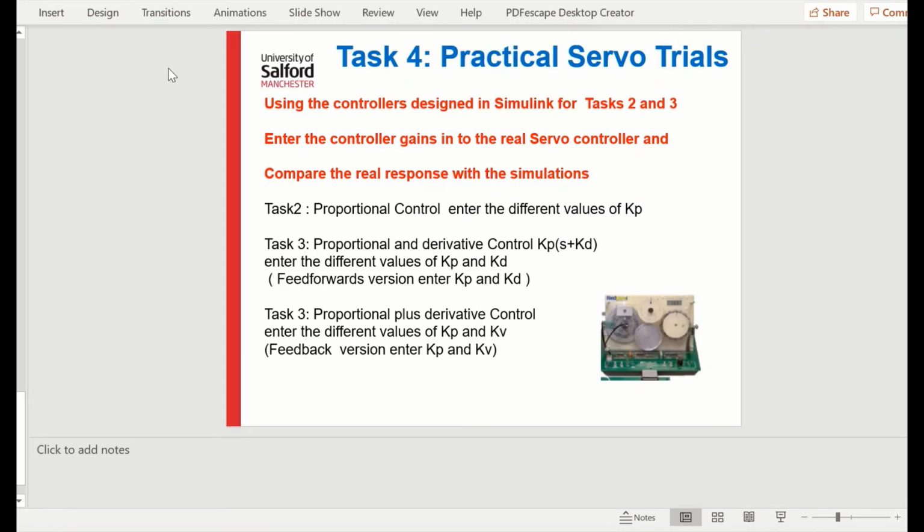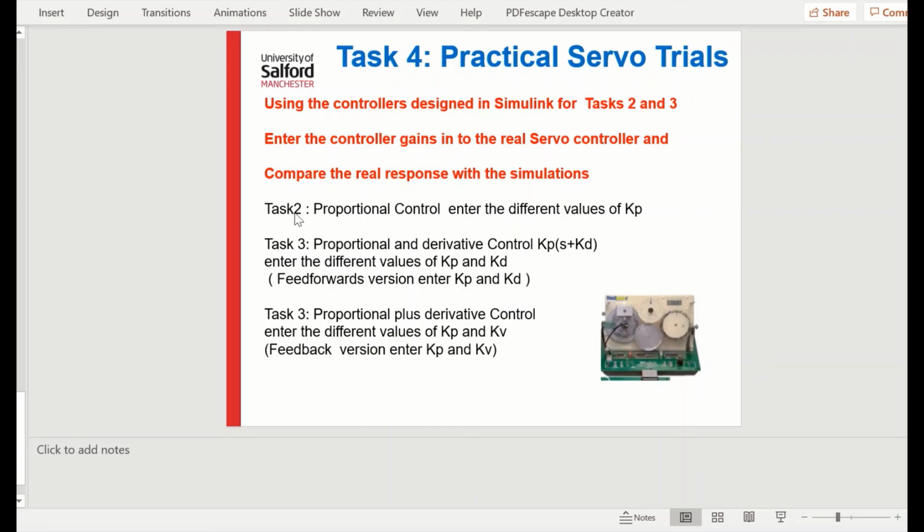Okay, so we're back to our task form, practical servo trials. This is where we're going to use the DC servo to actually get some results. We're going to use the controllers designed in tasks 2 and 3, enter those controller gains onto the servo, and get some real responses.